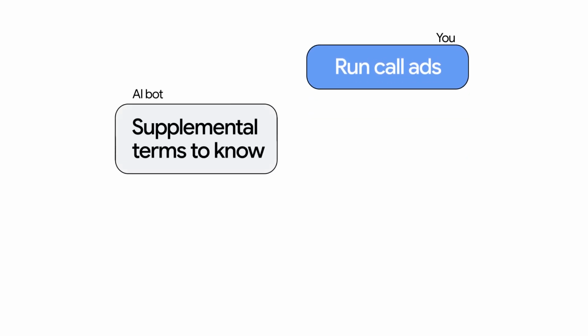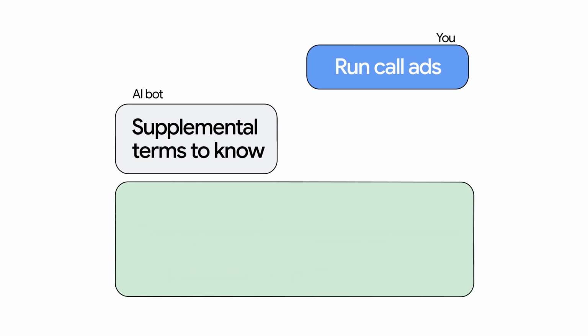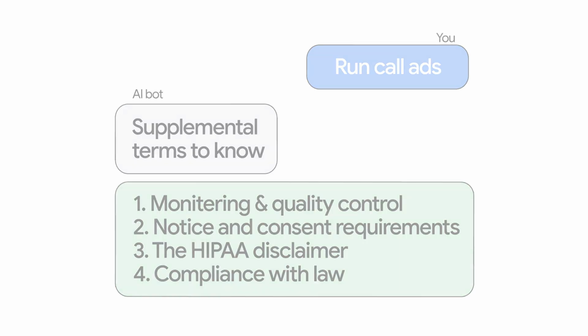If you're running call ads or message extensions in the US, there's a specific set of supplemental terms you need to know. These don't replace your standard Google advertising program terms, they add to them. Here is a quick breakdown of what you need to know.